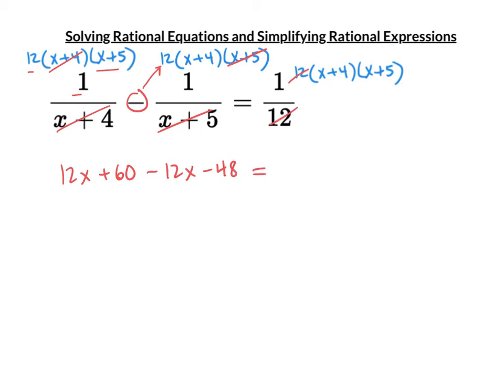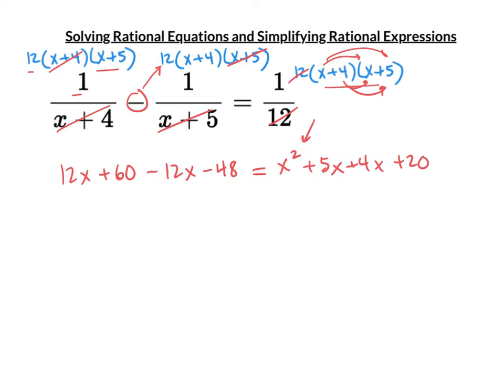Ooh, tricky. I'm left with this. I have to FOIL it out. I have to take the x to both. That's x squared plus 5x. And I have to take the 4 to both. 4 times x and 4 times 5. This is a quadratic equation.